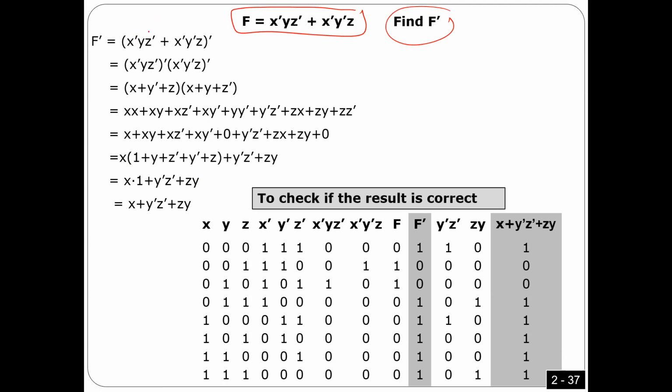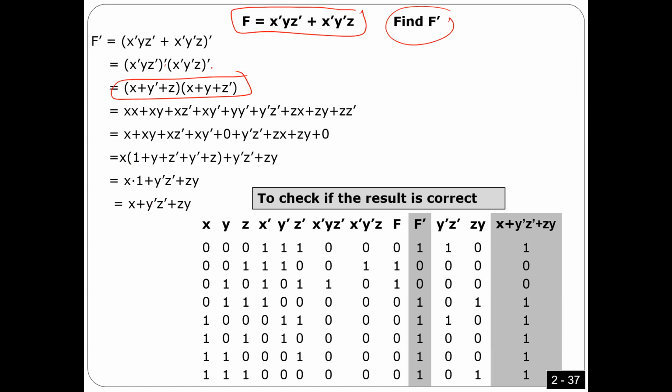In De Morgan, as you know, I need to calculate the inverse of this one, and then because this is OR, I'm going to make it AND, and then I'm going to calculate the inverse of this one. This is the first De Morgan. Now I can apply De Morgan again, but this time once here and once here. After I apply it again, I got something like that.